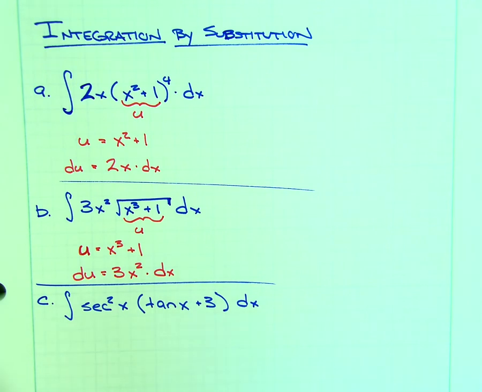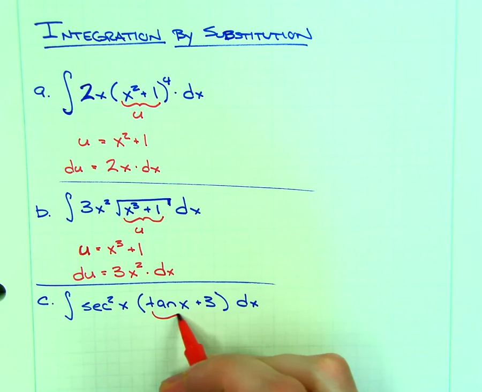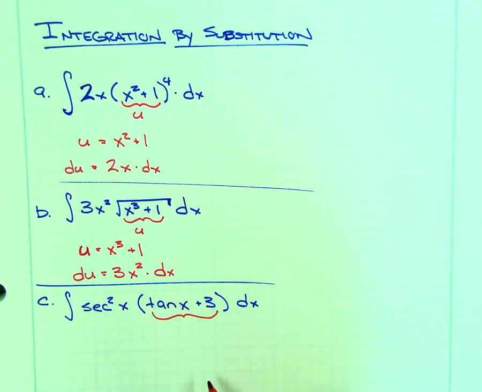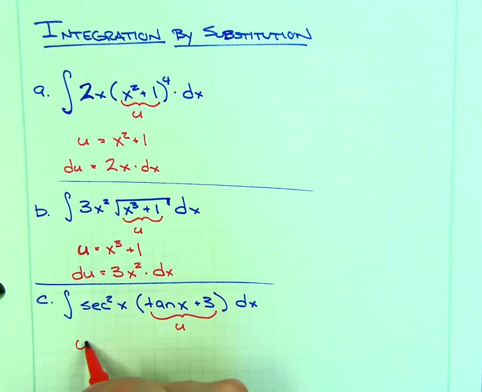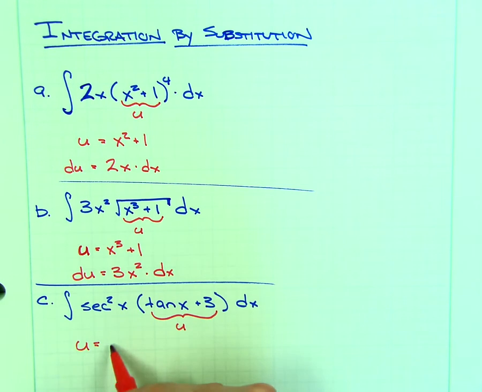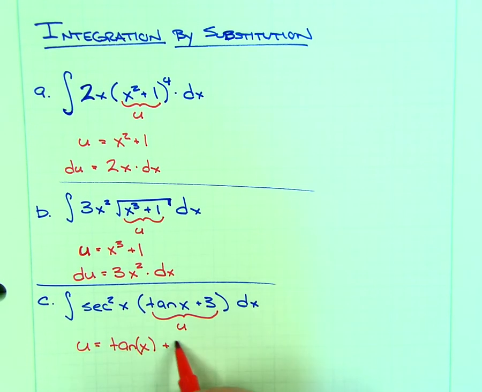Maybe you've hopefully figured it out by now, but if you haven't, just in case. Okay, so here we've got, this is going to be our u. It's inside the parentheses here. And then our du is going to be, let's figure that one out. U is going to be equal to the tangent of x plus 3.